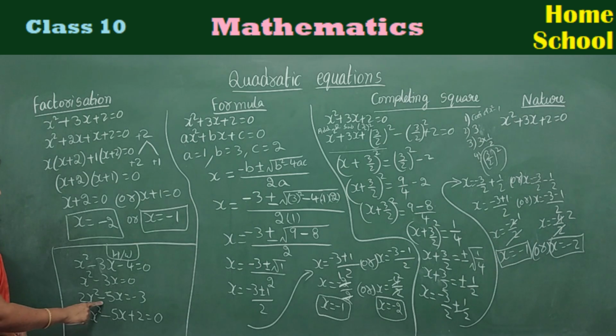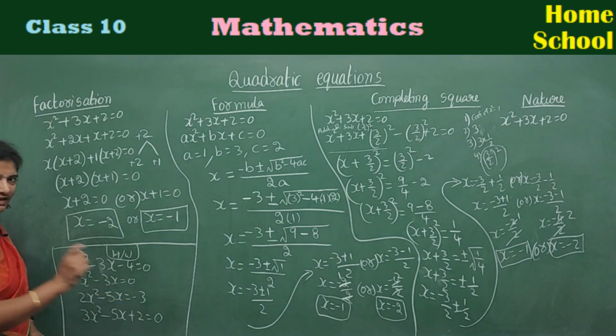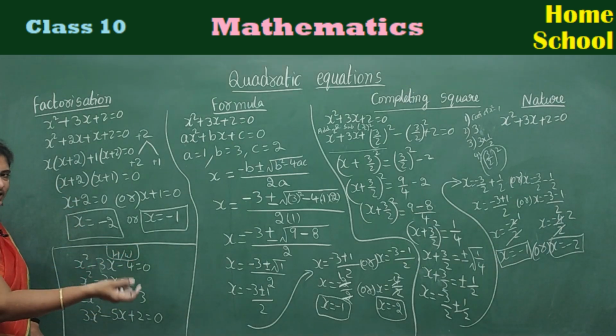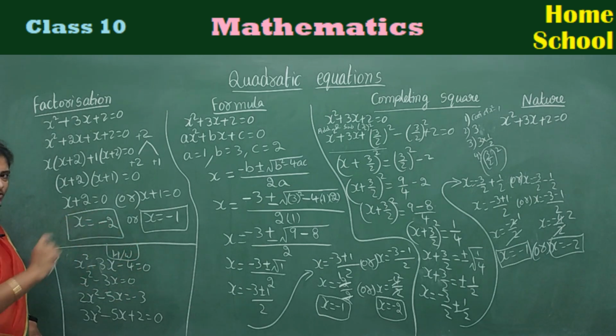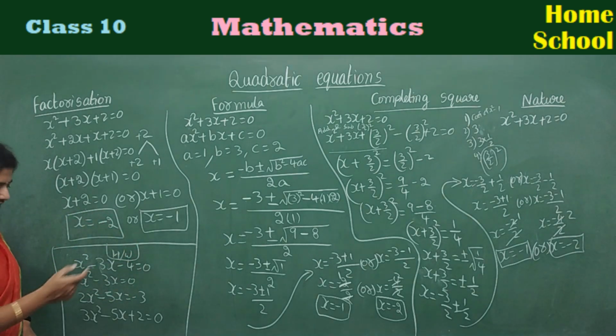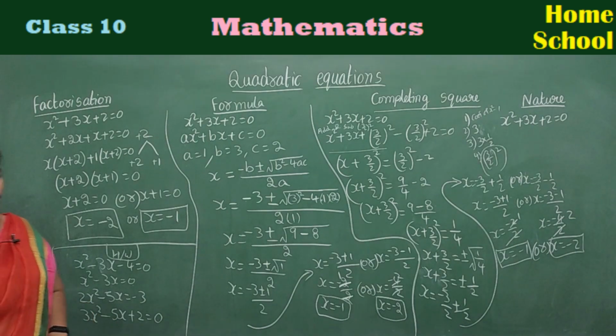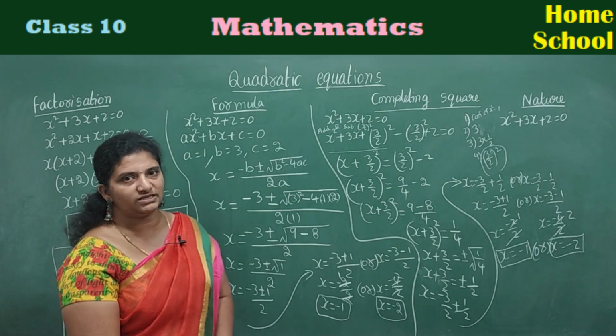Third one, 2x square minus 5x is equal to minus 3. That minus 3, transpose to the other side, equate it to 0 and then solve. Okay, next one, 3x square minus 5x plus 2 equal to 0. Solve all these 4 problems as homework.